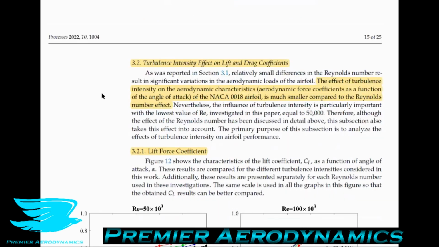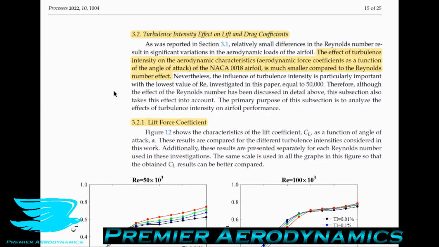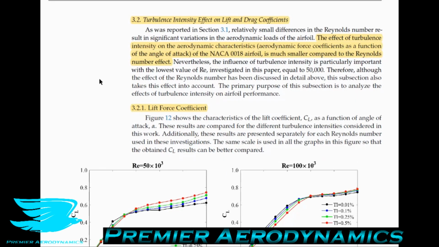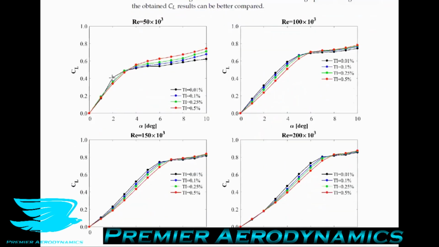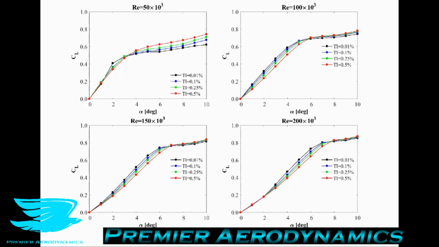So in part 3.2, they go through turbulence intensity effects on lift and drag coefficients. The effect of the turbulence intensity on the aerodynamic characteristics of the NACA 18 airfoil is much smaller compared to the Reynolds number effect. But let's go through and discuss what happens here. While the effects of the turbulence intensity are generally different across the various Reynolds numbers, we can see in these graphs there seems to be one common effect throughout. That is that increasing the turbulence intensity level seems to get rid of the LSB formation, at least for the most part. There is one exception that I'll cover in a second.